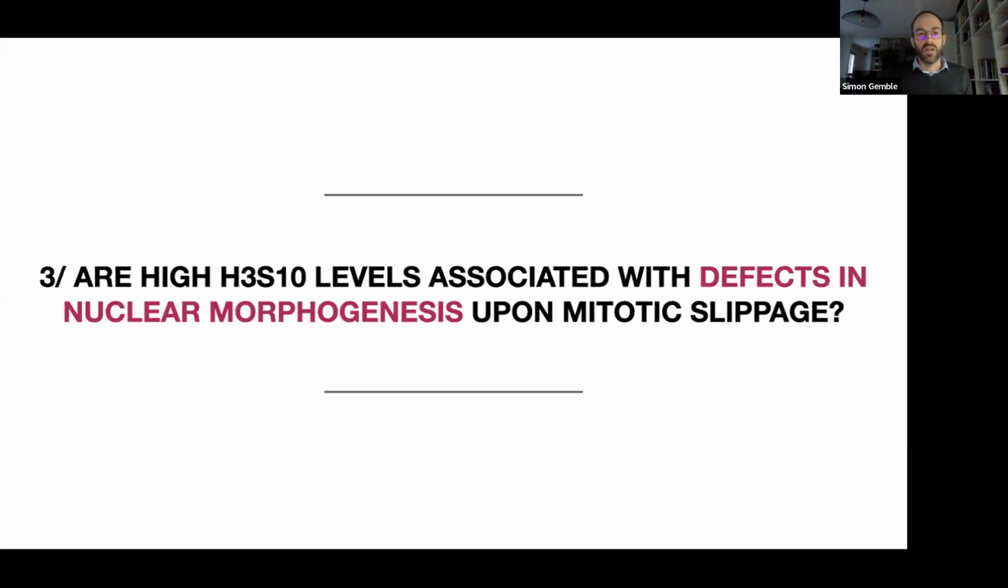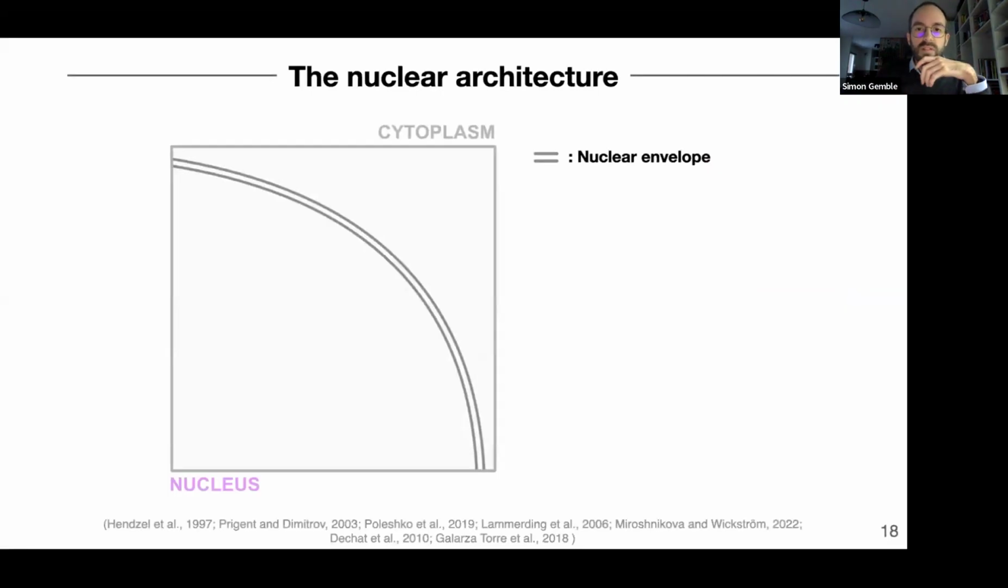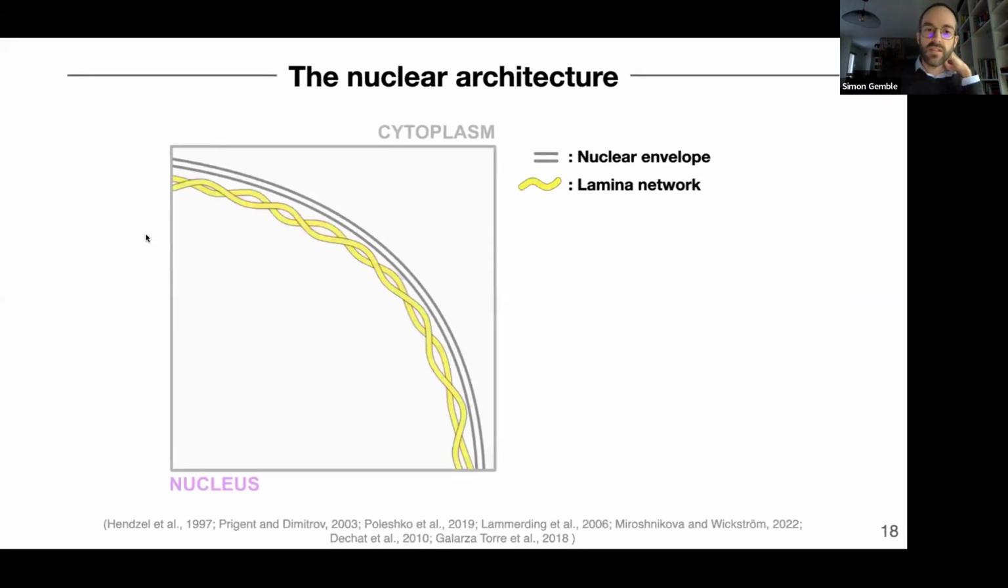Okay, so we have nuclear deformation associated with serine 10 phosphorylation, and the next question was, okay, but are these high levels of serine 10 phosphorylation associated with defect in nuclear morphogenesis? And before I show you the result, I would like to introduce just a bit more the nuclear architecture. So you have here the nuclear envelope, which is composed of two lipid bilayers, supported by the lamina network, which is very important for nuclear organization and stiffness.